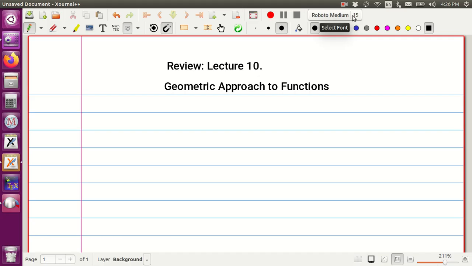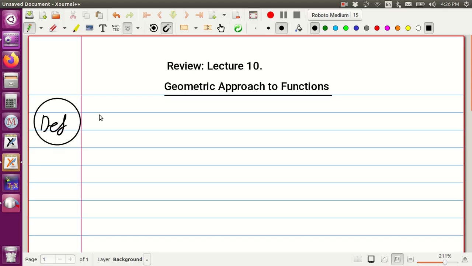We're still reviewing for our calculus course, going through some important tools that we're going to need this semester. And in this lecture, we're going to talk about geometric approach to functions. All right, so let's start with the definition.